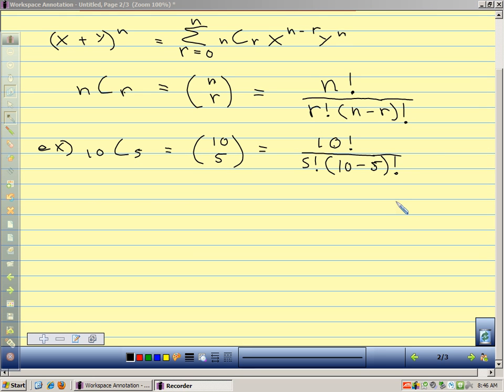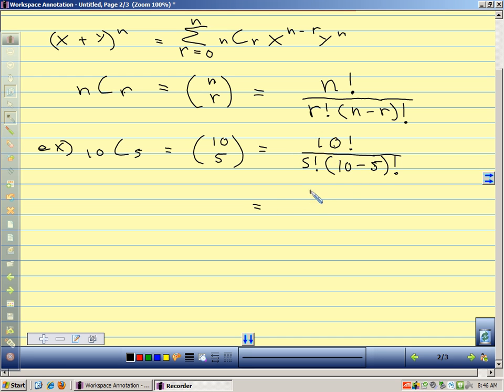Will we get to use the factorial on the calculator? Yes, I think your calculators will do this calculation. I think we'll look for it in just a second. But I want to show the longhand way to do this, just so you understand, because this looks complicated. It's really not that complicated.